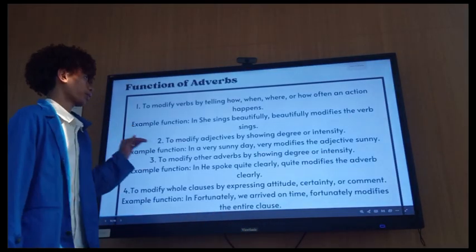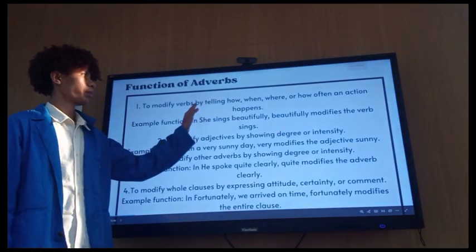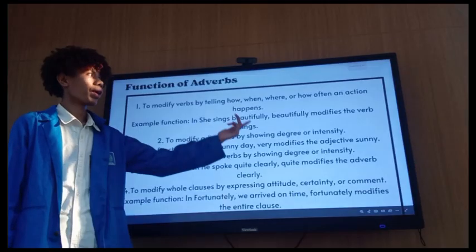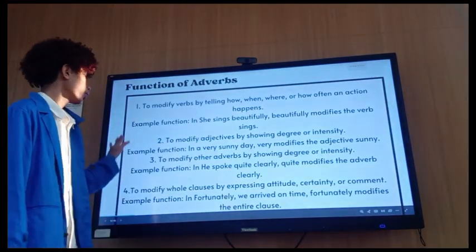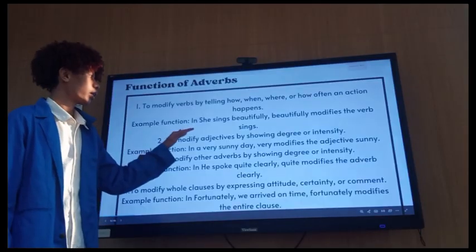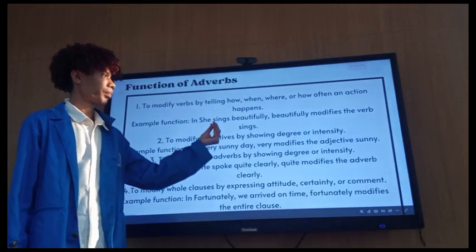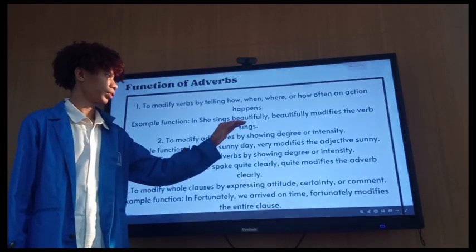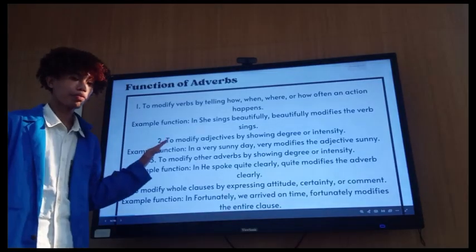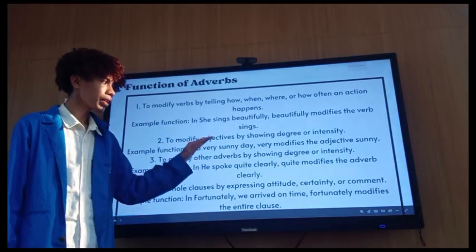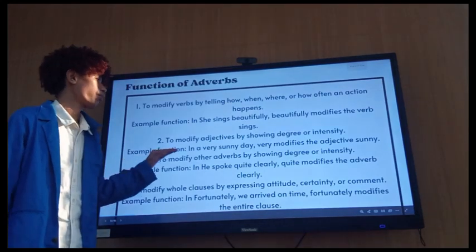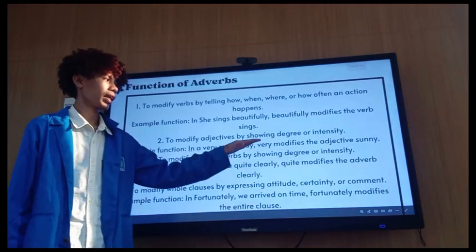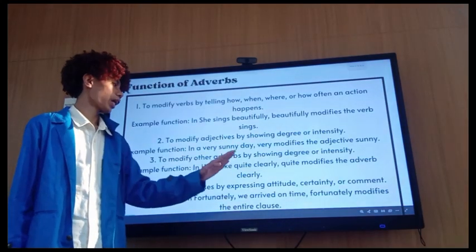Function of adverbs. One, to modify verbs by telling how, when, where, or how often an action happens. Example: she sings beautifully, and beautifully modifies the verb sings. Two, to modify adjectives by showing degree or intensity. Example: in a very sunny day, very modifies the adjective sunny.